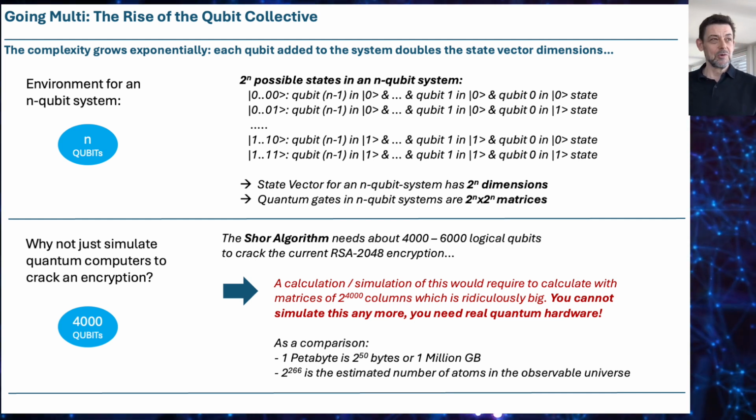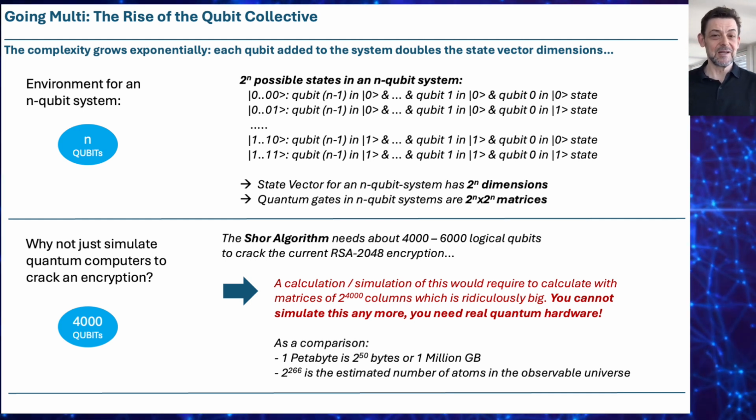The reason is simple. To crack the RSA 2048 encryption, it is estimated to need at least 4,000 qubits. The Shor algorithm interlinks these qubits heavily. If we need to fully emulate such an algorithm, we would need to calculate with matrices of 2 to the power of 4,000 by 2 to the power of 4,000. This is insanely big.